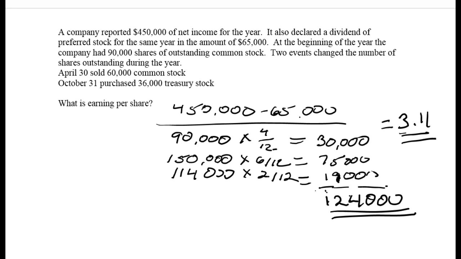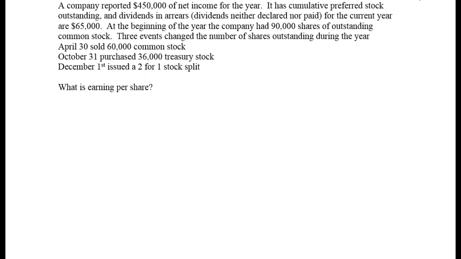Well, let's try a little harder one. In my next example, a company reported 450,000 of net income. They had cumulative preferred outstanding with dividends in arrears. That's dividends that have not been declared or paid for the current year. And at the beginning of the year, they had 90,000 shares of common stock outstanding, and 3 events changed this. On April 30th, they sold 60,000 shares. On October 31st, they purchased 36,000 in treasury stock. And on December 1st, they issued a 2-for-1 stock split.